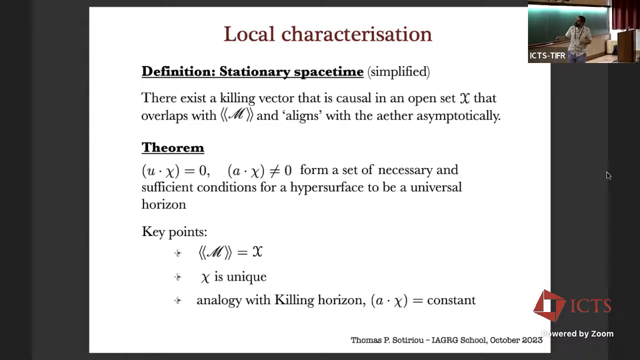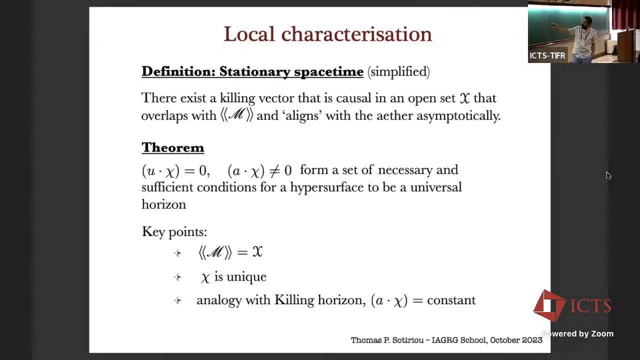And interestingly, you can also prove that this quantity will be constant along the universal horizon. I didn't talk about surface gravity here. I mentioned it a little bit, but basically on a Killing horizon there is a quantity called surface gravity, which is constant across the horizon. It is used in black hole thermodynamics and other things, right?